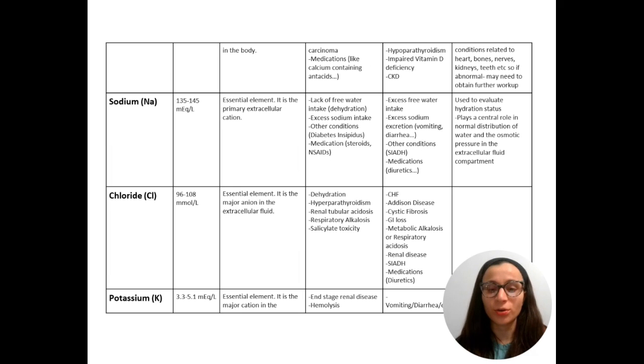Okay, so next we go on to sodium. Sodium is abbreviated as Na. Normal sodium range is 135 to 145. Sodium is an essential element. It is the primary extracellular cation.